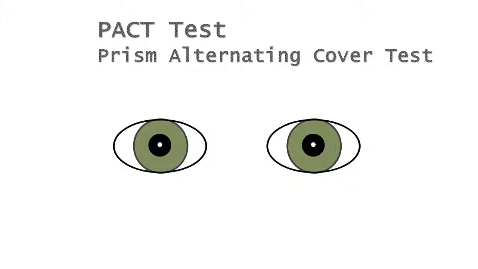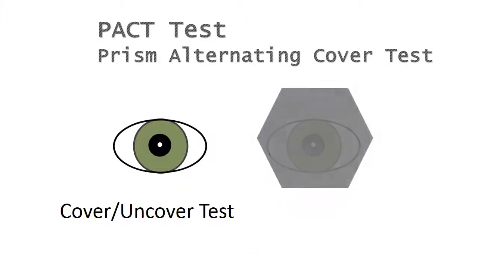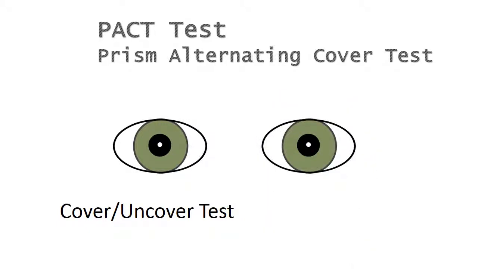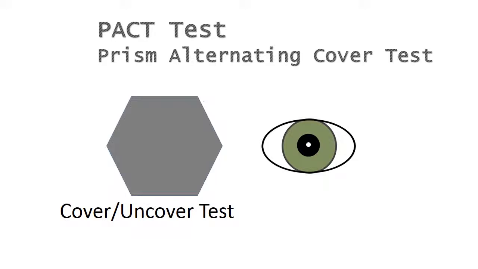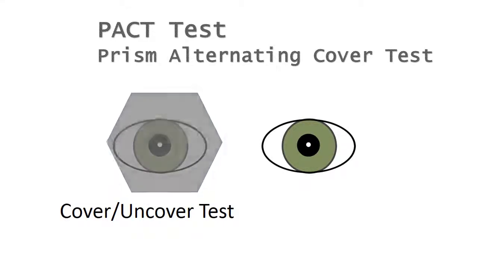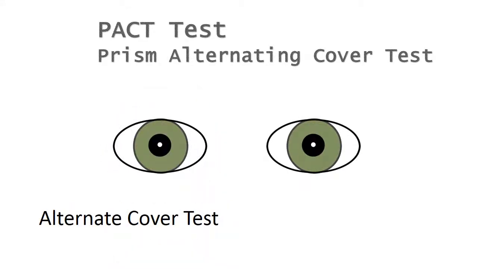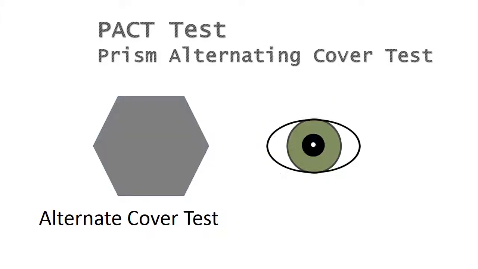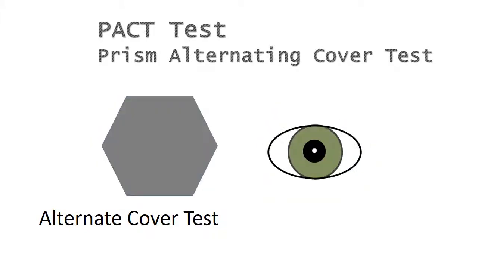Now for the prism alternating cover test. But before we do that, we're just going to start on this patient with the cover-uncover test. And we see no movement here with the cover-uncover test. So now let's try the alternate cover test. And as we do this, oh, we see movement. Yep, definite movement. So now we move on to the prism alternating cover test.